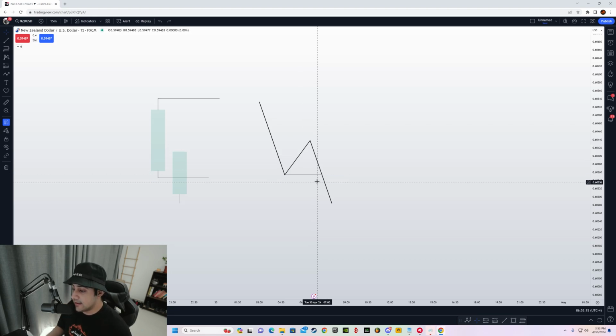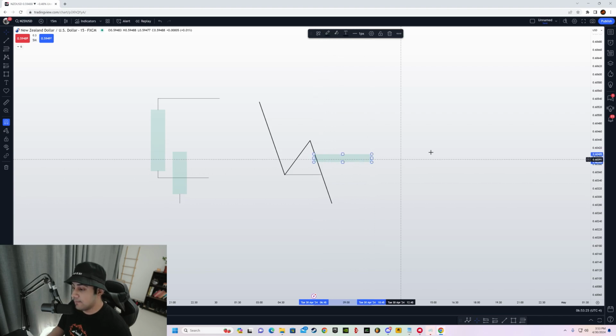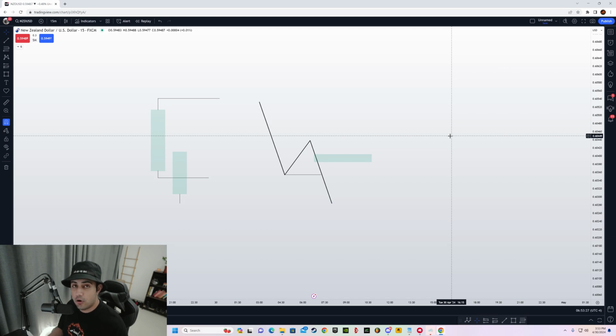So you can see that the daily low was taken out. Now you have to mark out a fair value gap inside this leg, right? If there's a fair value gap in the premium, that is going to be your draw on liquidity. That is going to be the target for the price to go into.